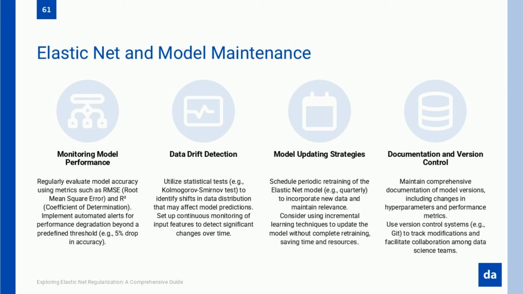Feature importance should also be reviewed periodically. If Elastic Net is consistently dropping certain predictors while keeping others, it may indicate that some features are no longer relevant. By regularly auditing which features are contributing to predictions, we can refine the dataset, remove outdated variables, and introduce new, more meaningful features. Finally, version control and documentation are crucial for maintainability.